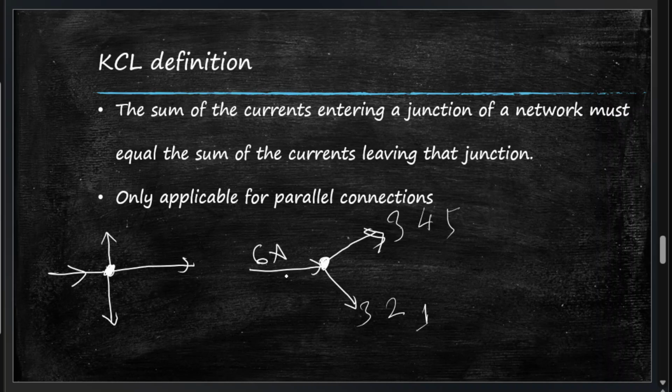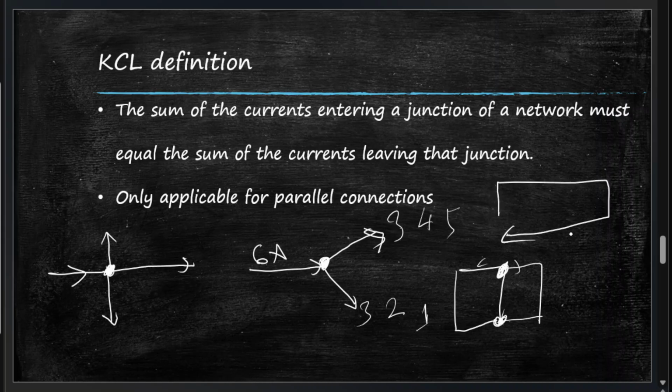So current entering is equal to current leaving. Now KCL is only applicable for parallel connections, because only parallel connections like this one, as you can see, have junctions or nodes, multiple branches. But series connections don't have any nodes, it's just one single loop. So we cannot apply KCL to series circuits or series connections. We can apply KCL only to parallel connections.